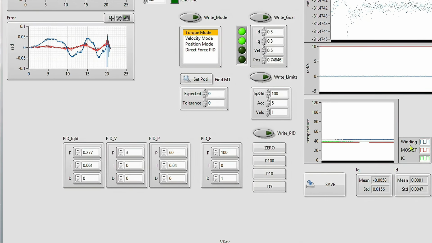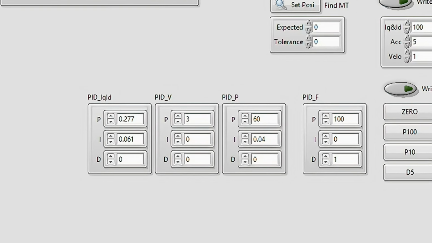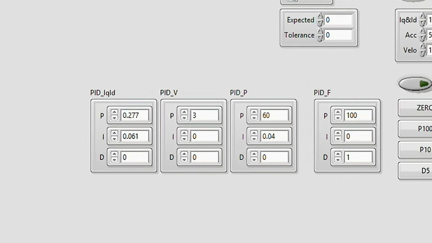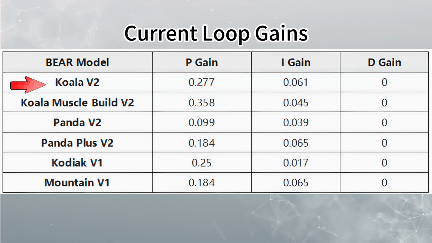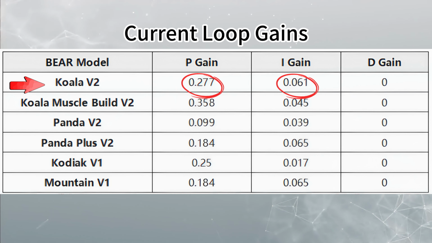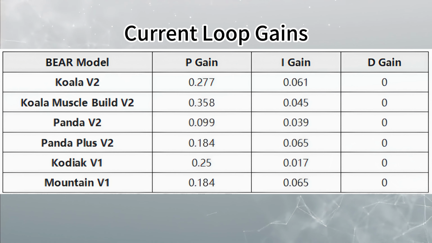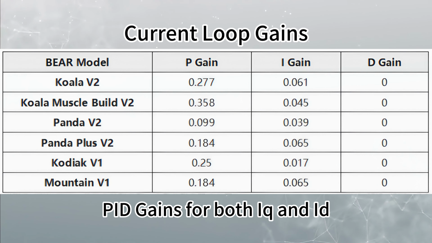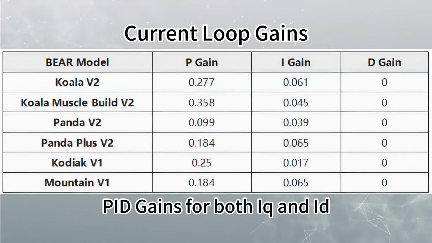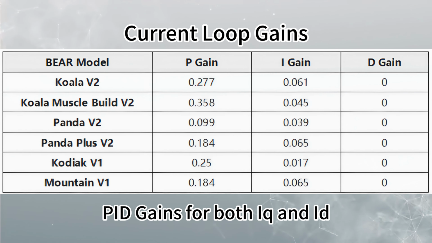The factory default current loop parameters are already optimized for the physical characteristics of each series, as this spec sheet shows. For this demo, we are using the Koala Bear with the default current loop P and I gains. In mode 0, or torque mode, you command the goal IQ directly. Under normal operation, your IQ and ID PID parameters must be identical.